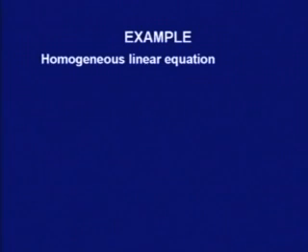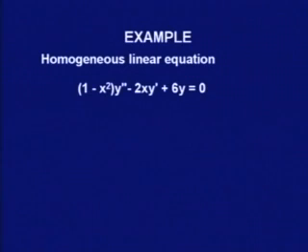First, see a homogeneous linear equation: 1 minus x square times y double dash minus 2 x y dash plus 6 y is equal to 0. We see here that y, y dash and y double dash occur in first degree and separately. The coefficients are 1 minus x square, 2 x and 6, none of them contain y, and the right hand side is 0. So, this is a homogeneous linear equation. Of course, this is not in a standard form.